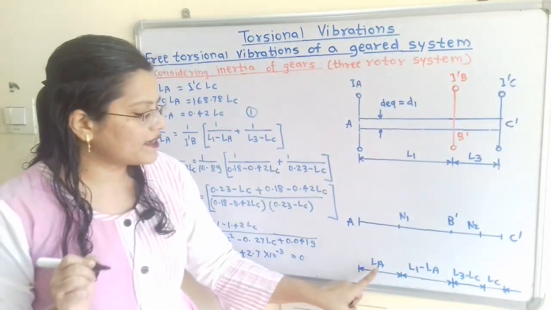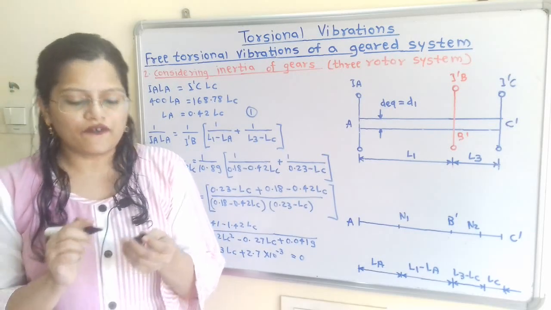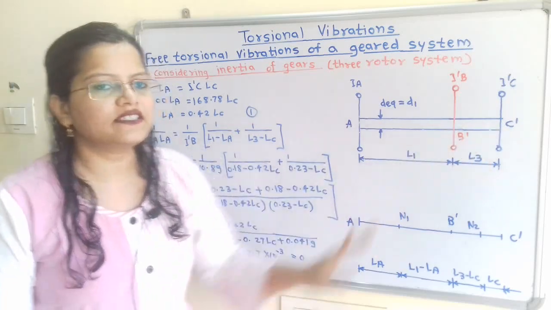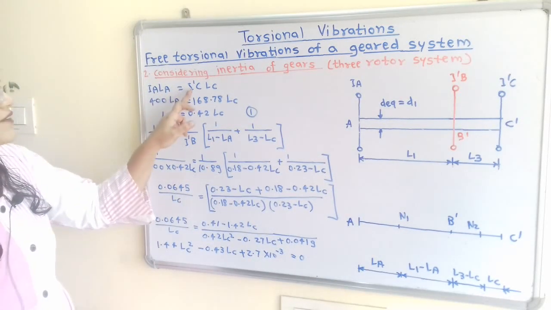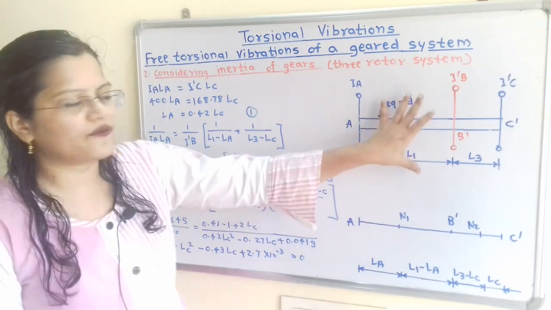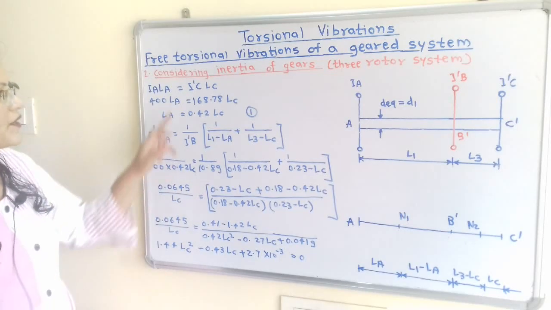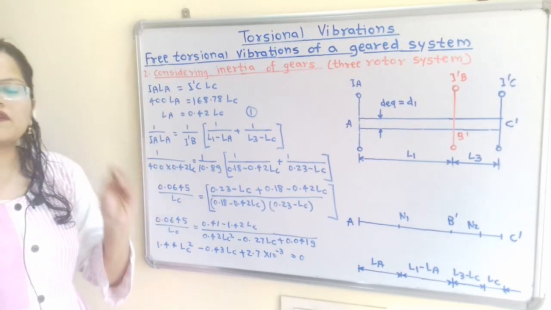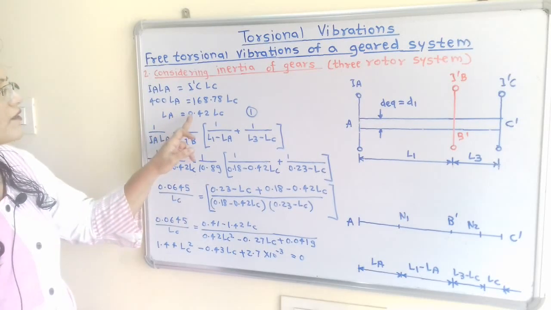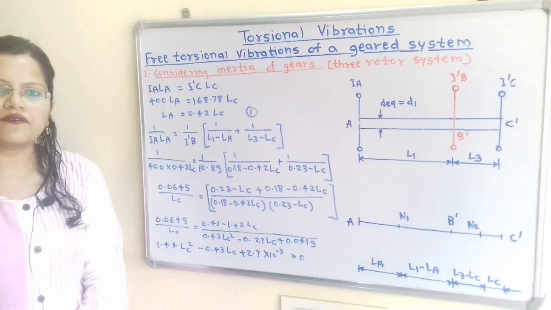Now we have to find out the value of LA as well as LC. So we have the first condition, that is for these rotors A and C dash, IA LA is equal to I dash C LC. So this is the node points from the equivalent diagram. So we have to take I dash C. So if we put the value, then we will get the relation between LA and LC. So LA is equal to 0.42 LC, and this is equation number 1.